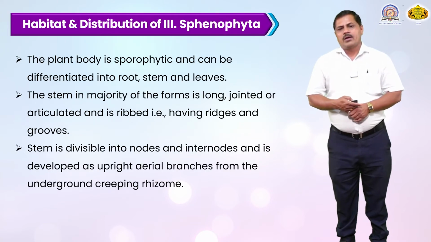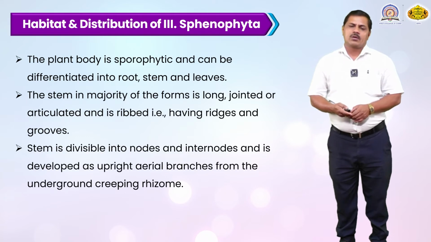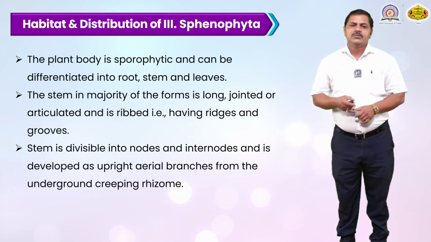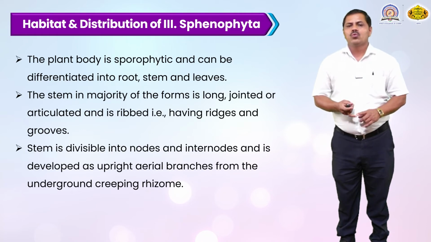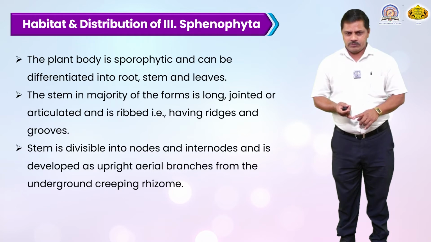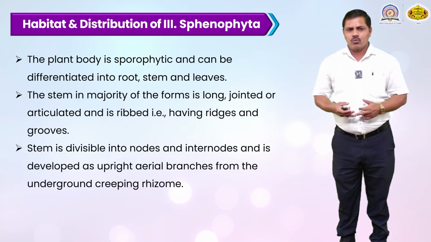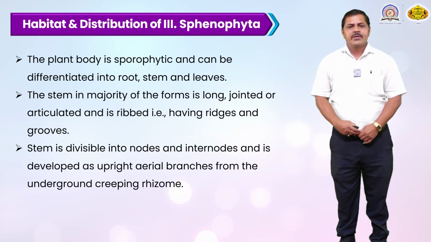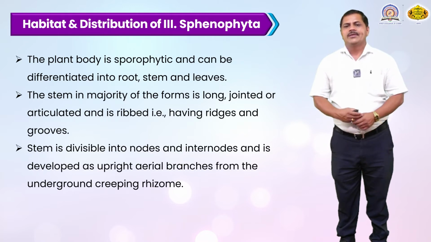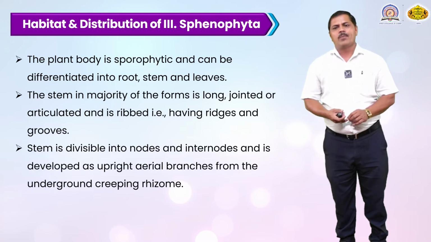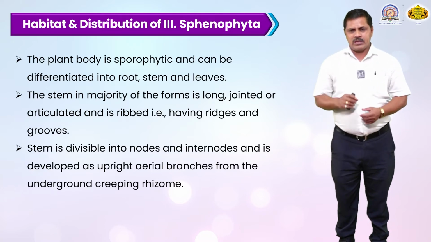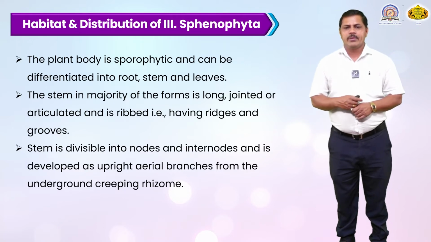In other plants, secondary growth is absent, but in Isoetes secondary growth is present in this Lycophyta. Then, the habitat and distribution of the third class, Sphenophyta. The plant body is sporophytic and can be differentiated into true root, stem and leaves. The stem in the majority of these forms is long, jointed or articulated, and is ridged, having ridges and grooves.